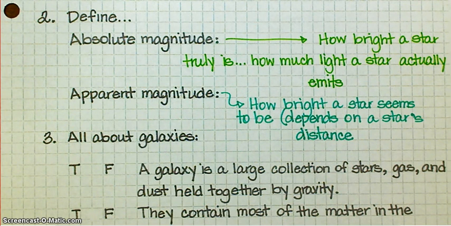Then we go down and there's some true-false statements about galaxies. True or false, a galaxy is a large collection of stars, gas, and dust held together by gravity. What do you guys think? That's true. Okay, so circle that as true. Next statement, galaxies contain most of the matter in the universe. True. What's between galaxies, guys? Voids, like lots and lots and lots of emptiness. So basically your matter is clumped together in galaxies, and galaxies are separated by lots and lots of nothingness.